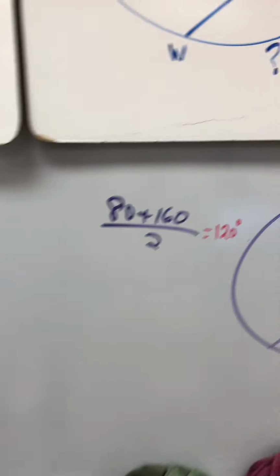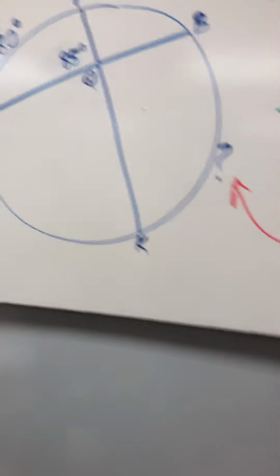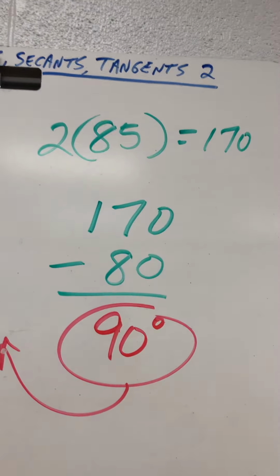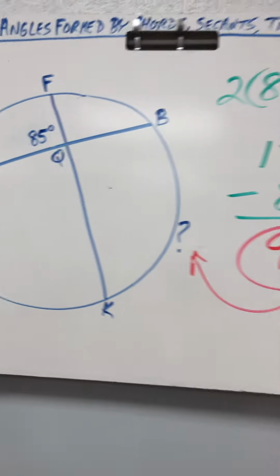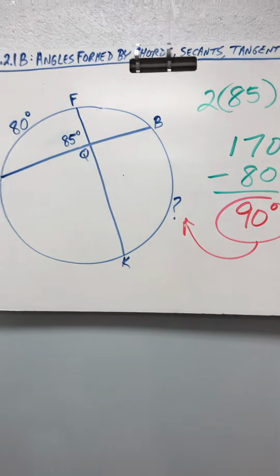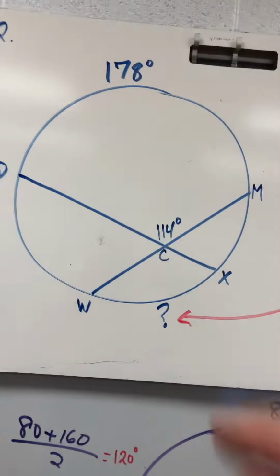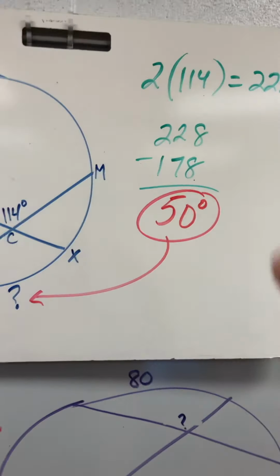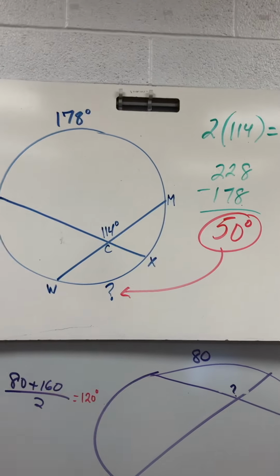So if here we divided by 2 to get this, would you agree that we're going to take 85 and multiply by 2? And then we just subtract the 80 to get 90. Okay? Same thing here. We're going to take 114 times 2 and subtract the 178 to get 50. Okay? Now, what about here?